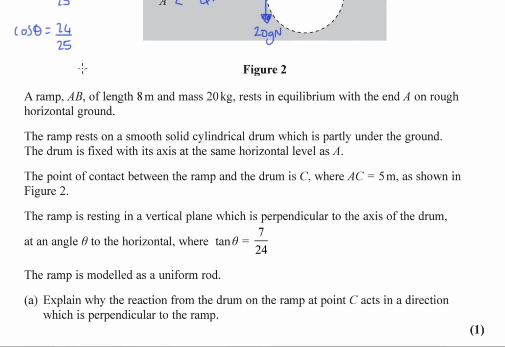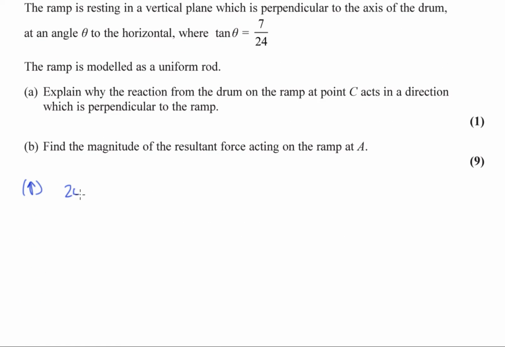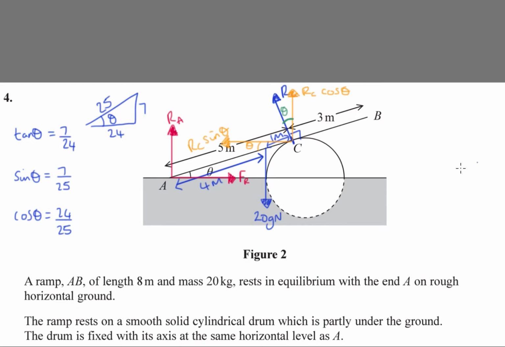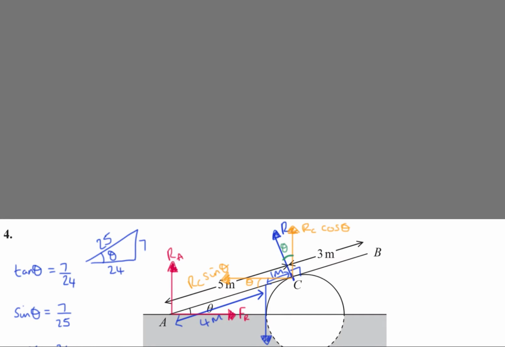RC cos theta is 24 over 25. So 24 RC over 25 plus RA needs to equal 20 newtons. If we look at forces left and right, the friction is going to equal RC sine theta. They're the only left and right forces. FR equals RC sine theta. Sine theta is 7 over 25.